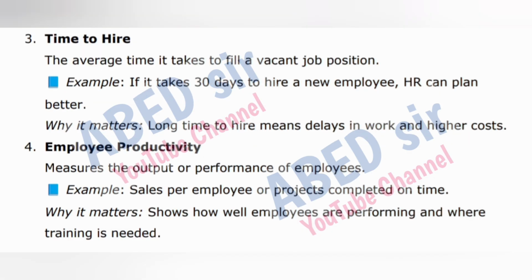3. Time to hire. The average time it takes to fill a vacant job position. Example. If it takes 30 days to hire a new employee, HR can plan better. Why it matters? Long time to hire means delays in work and higher costs. 4. Employee productivity. Measures the output or performance of employees. Example, sales per employee or projects completed on time. Why it matters? Shows how well employees are performing and where training is needed.